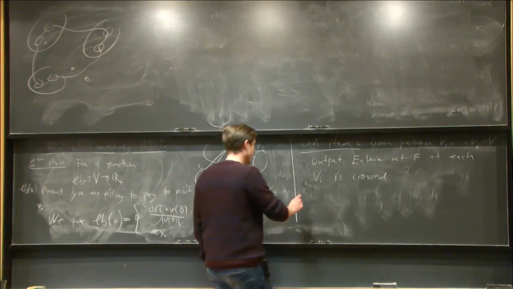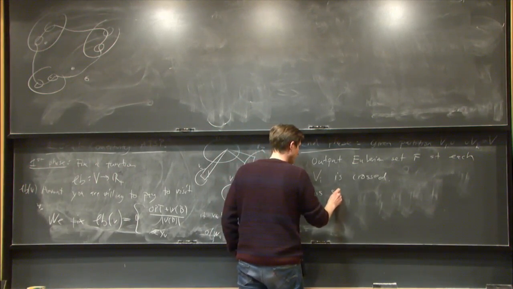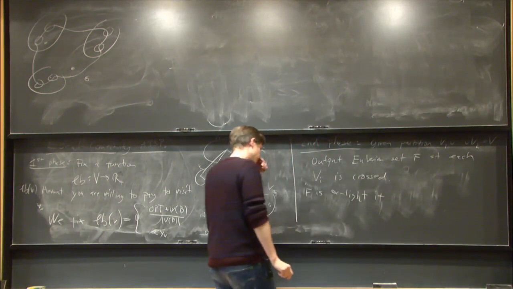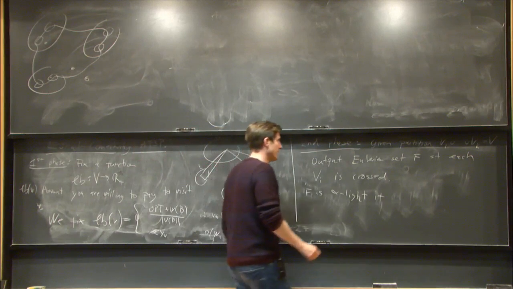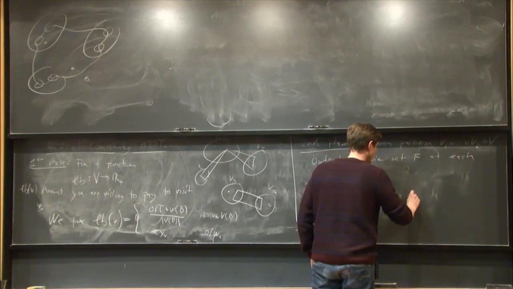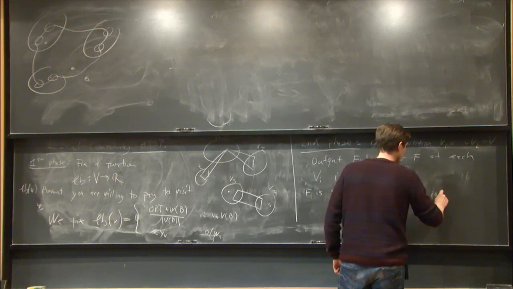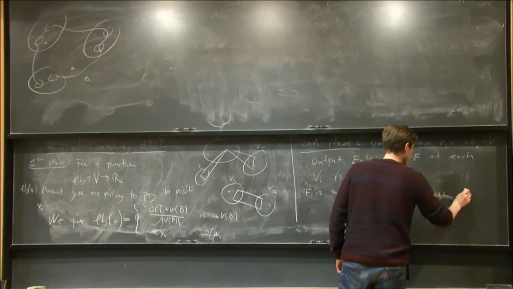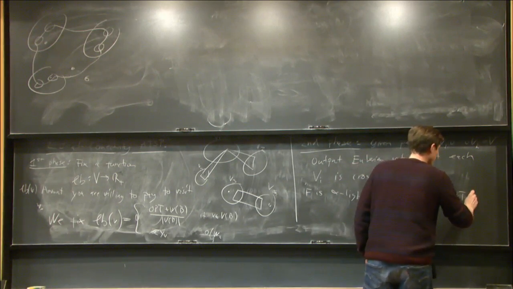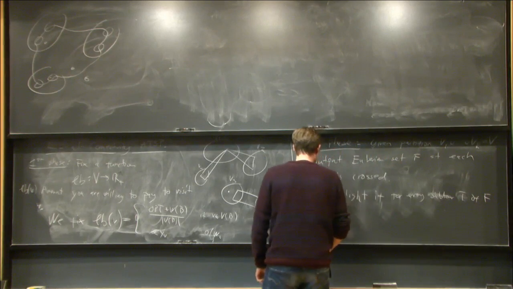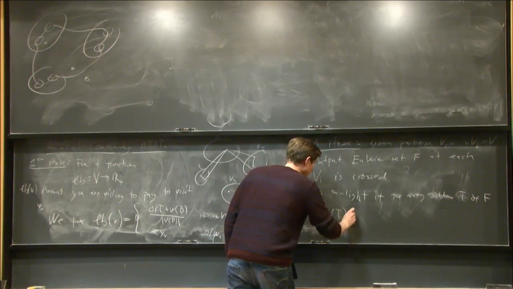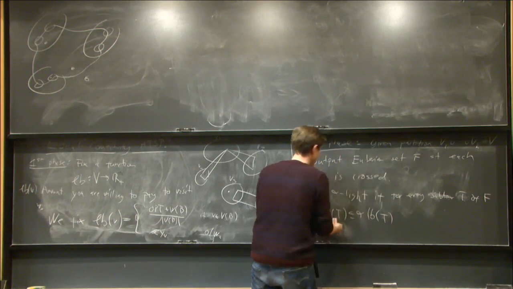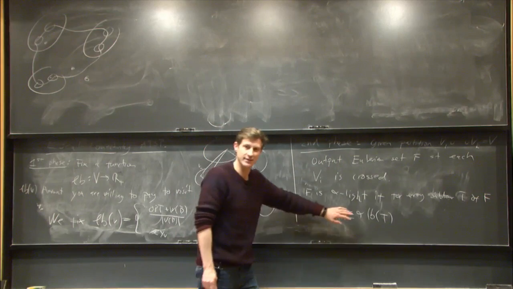Now, F is alpha light if for every component, so every subtour, let's say T, subtour T of F, we have that the total cost of T is at most alpha times what we were willing to pay for the vertices it visits. So here, this is the sum of all the edges. Here's the set of vertices.